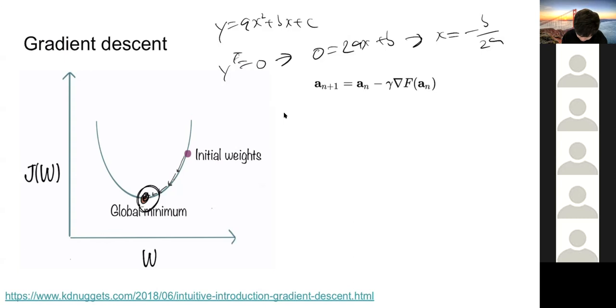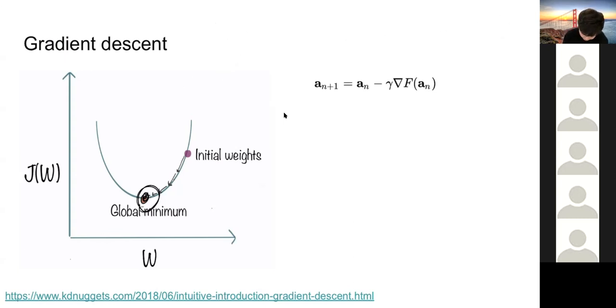So what is gradient descent? It's simply that you first guess your starting point. Suppose that you guessed here, this is a zero. Suppose that this is a zero.